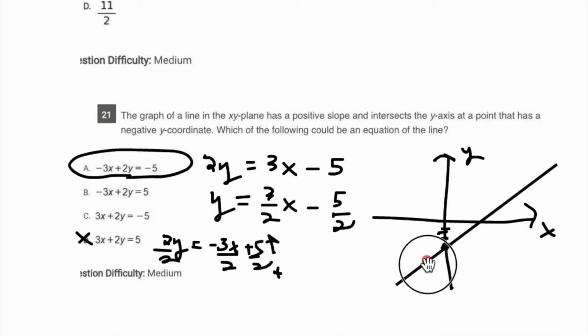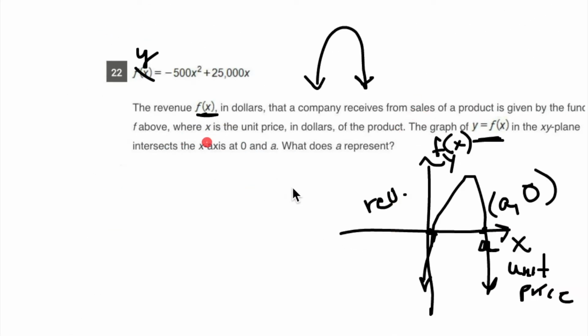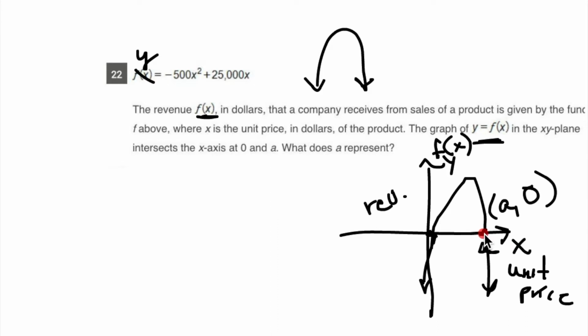Let's just look at that graph one more time before we go. This is the graph. It says, what does a represent? If it's crossing the x-axis, the point of intersection is a, 0. This is the unit price. When they charge a certain amount, maybe they charge too much. They don't make any money. No one buys it when the unit price is too high.